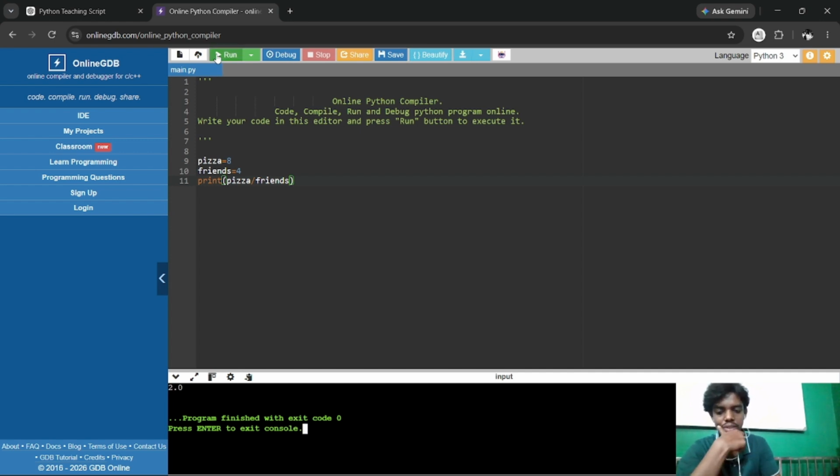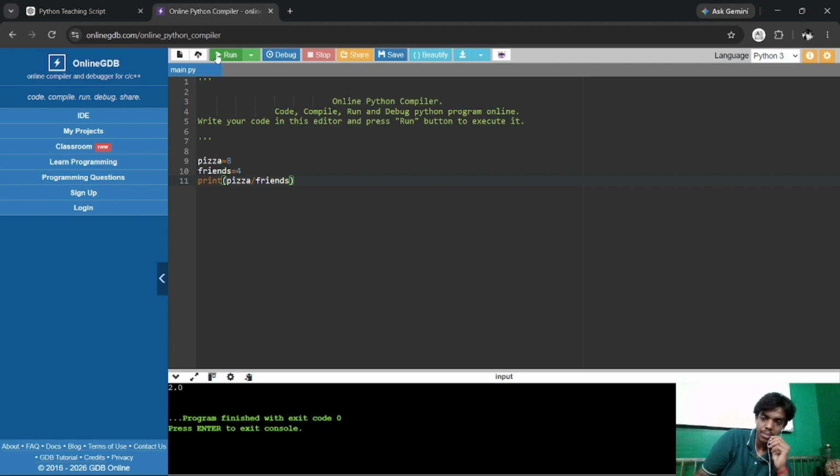It gives 2.0. So why didn't it print 2? Why 2.0? The division operator always returns a float value, even when the result is a whole number. Okay, you understood it? These are some things you need to keep in mind. Let's use the pizza analogy to help you understand it. Imagine an 8 slice pizza shared among 4 friends. Each person gets 2 slices. Python displays it as 2.0 because division produces a decimal value, right?